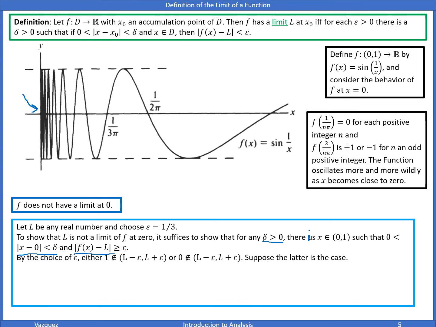So by choice of epsilon of 1/3, just as I was explaining up here with the neighborhoods, either 1 isn't in the neighborhood of L or 0 isn't in the neighborhood of L, right? Because those neighborhoods can't overlap. Now here we're just going to suppose that this one is the case. 0 is not in the neighborhood of L.